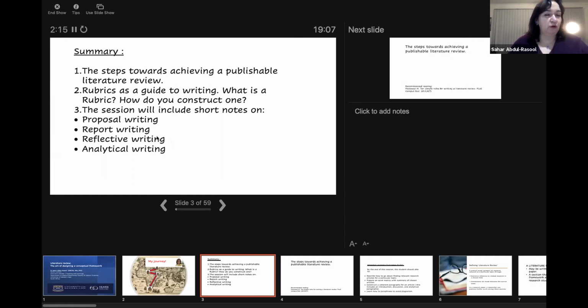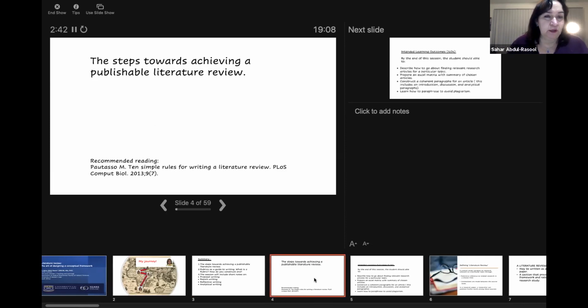I will also touch on proposal writing, report writing, reflective writing, and analytical writing, with a focus on proposal writing, because you might be at a time where you are asked to write a proposal to obtain a grant, and I would like to stress the differences between proposal writing and literature review writing.